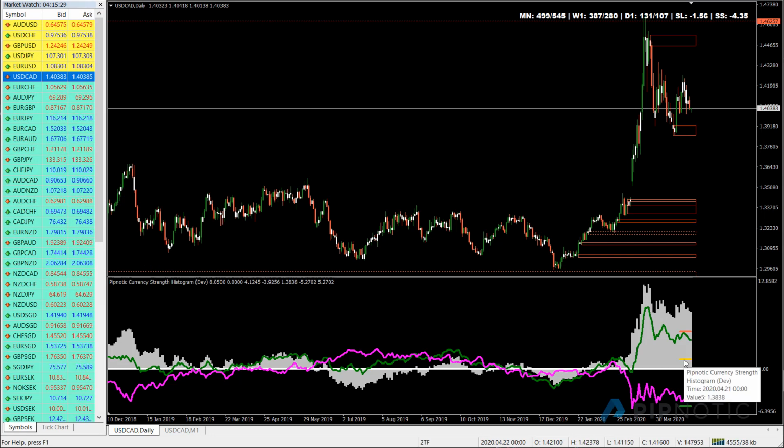Just here. Okay, so we do have a bullish bias for this pair, but this is based on the differences in the strengths of these two currencies. But I think if we manage to push higher, I think it'd be a really nice time to accumulate some Canadian dollars. Okay.